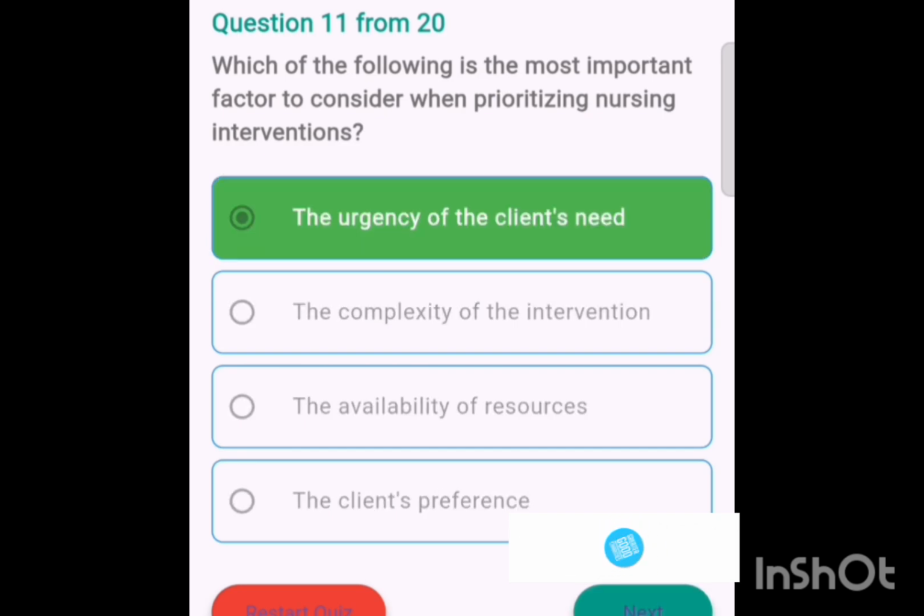The urgency of the client's needs is crucial in determining the priority of a nursing intervention as it helps to address the critical issues promptly.